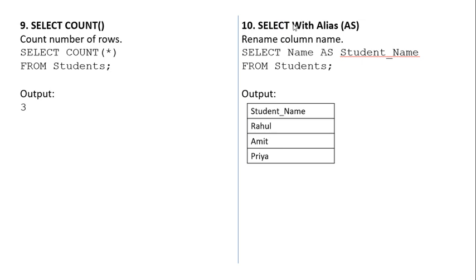And 10th is SELECT with alias, using the AS keyword, which renames a column name. Use the syntax SELECT name, age AS ... so the name column is changed and renamed, like student_name, FROM student; So in the output, the column name is changed and shows student_name.